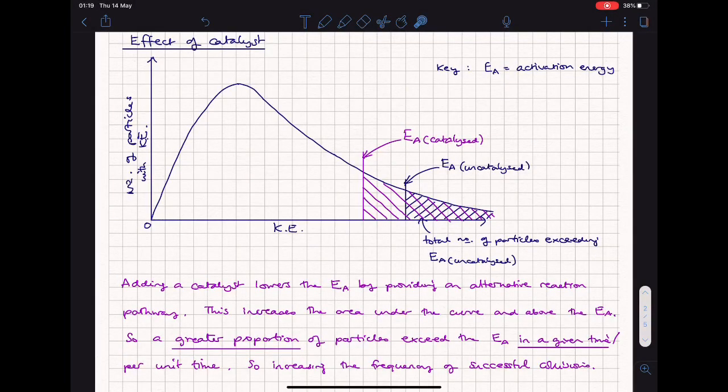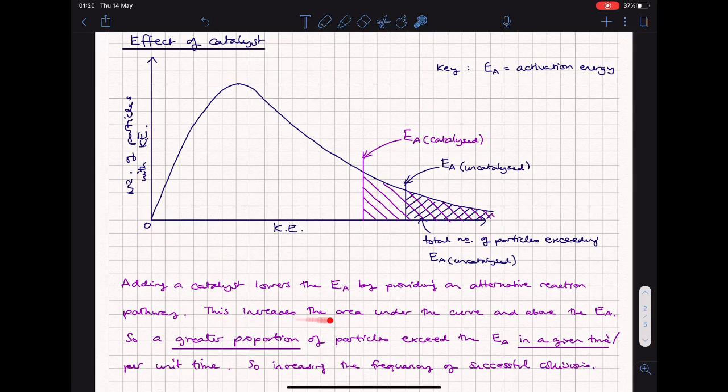So here I've given you the sort of wording you would use to explain why adding a catalyst will speed up a reaction. So adding a catalyst lowers the activation energy by providing an alternative reaction pathway. So we must say that phrase. So we must say what a catalyst does and how it does it. Then we need to say this increases the area under the curve and above the activation energy. So we must refer to the Boltzmann distribution curve.